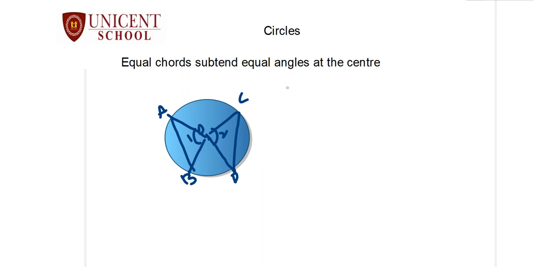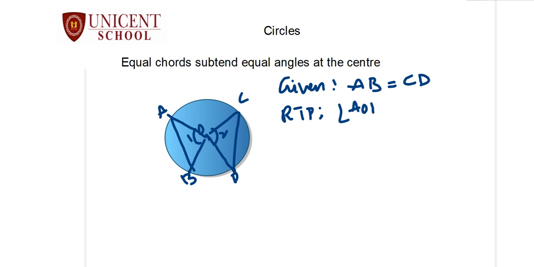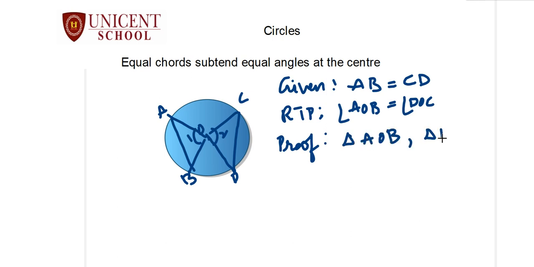For this, let us first write what is given. Given AB is equal to CD. And what is our RTP, that is, required to prove? We have to prove that angle AOB is equal to angle DOC. For this, let us compare two triangles. What are the two triangles? Triangle AOB and triangle DOC.